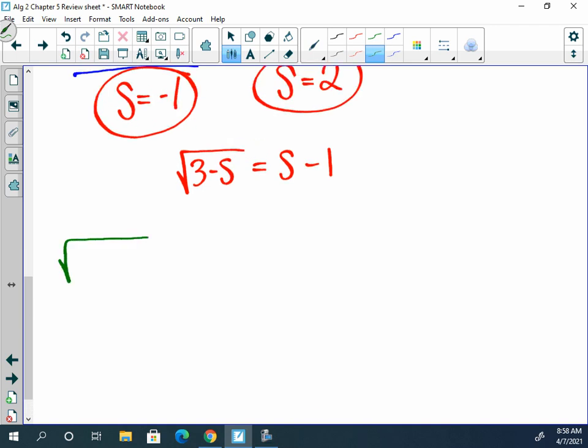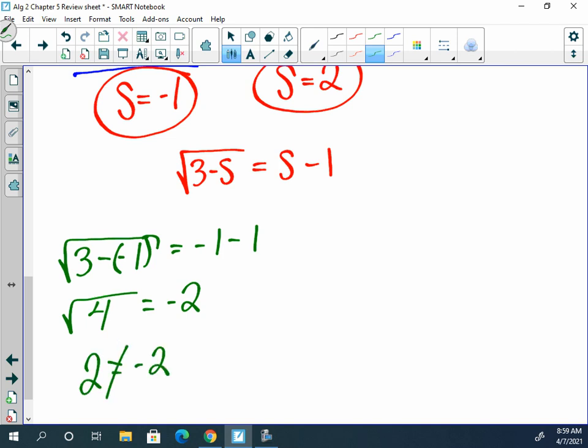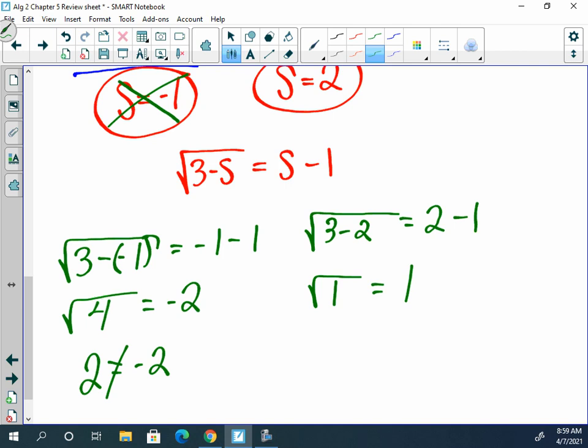So we can start off with negative 1. Because we have the square root of 3 minus negative 1 is equal to negative 1 minus 1. Well, negative and negative make a positive, so 3 plus 1 is 4, but the square root of 4, which is 2, is not equal to negative 2, so s would not equal negative 1, because it would not work in the original problem. Now we can try 2. 3 minus 2 is equal to 2 minus 1. Well, 3 minus 2 is what? 1. Square root of 1 is 1. So for s equals 2, it would work.